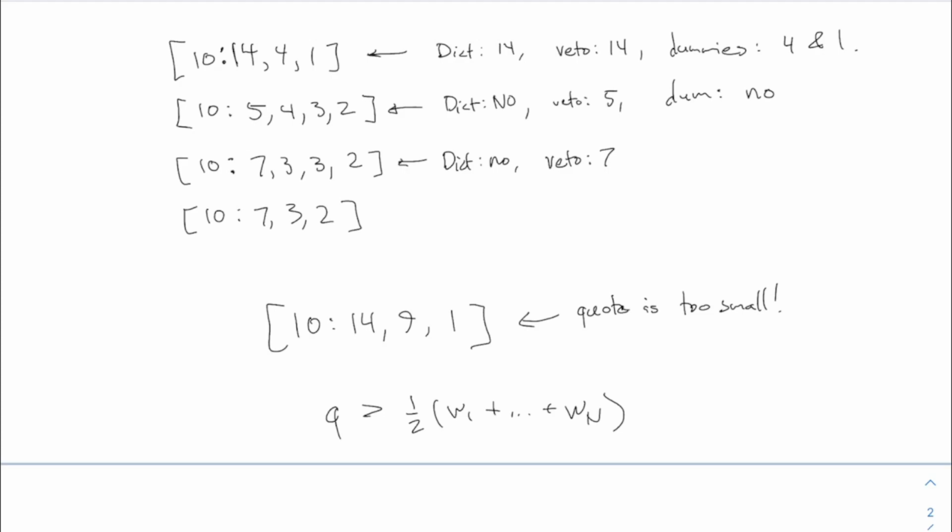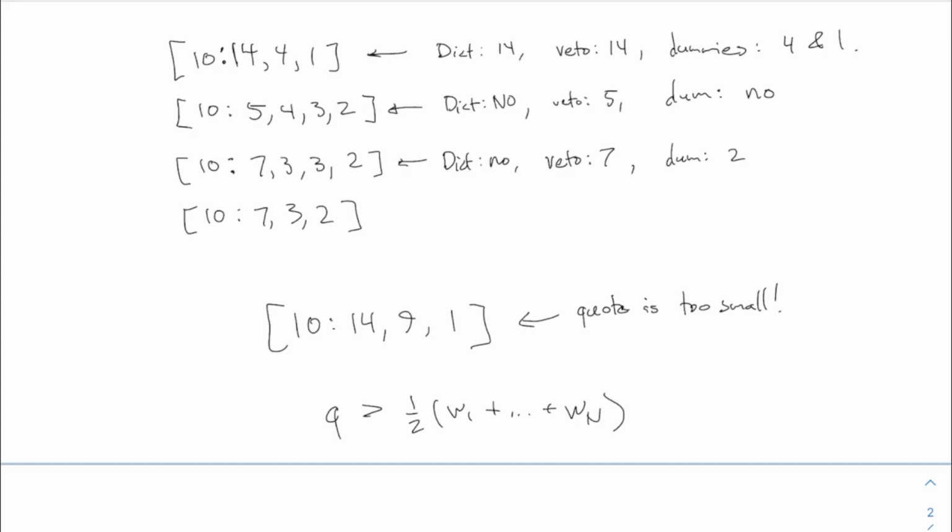The 3 does not have veto power because you don't need this 3. You need one or the other of the 3s, but you don't need each one individually. Okay, so the 2 is a dummy here. I think that's what we said. And then the last one.